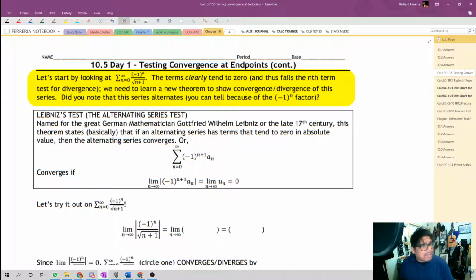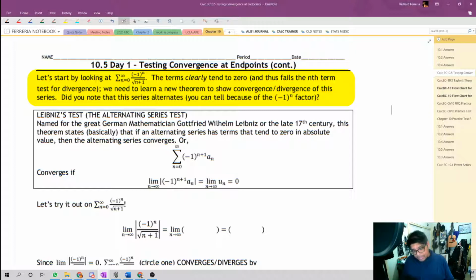We have a series that looks like -1 to the n over root n plus 1. If you look at that series, clearly the terms are going to tend toward 0. The numerator just has -1 to the n, and the denominator keeps on growing. So based on what we know about functions already, the general term is going to tend toward 0. But that doesn't necessarily mean we're going to have a series that converges.